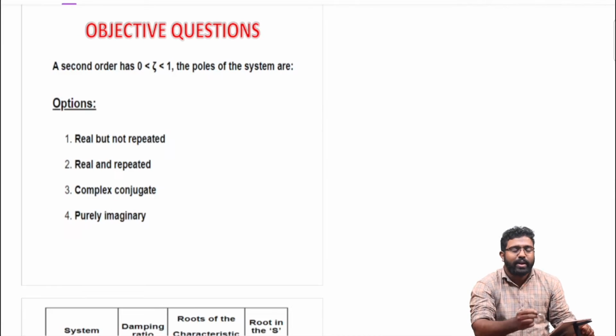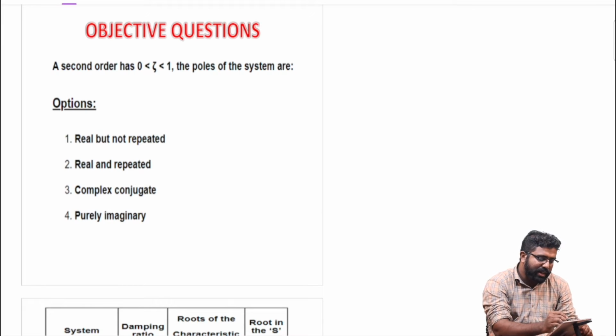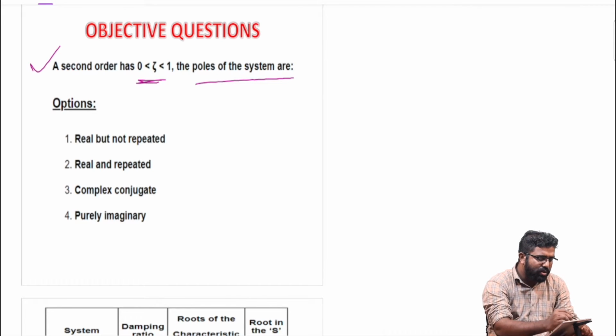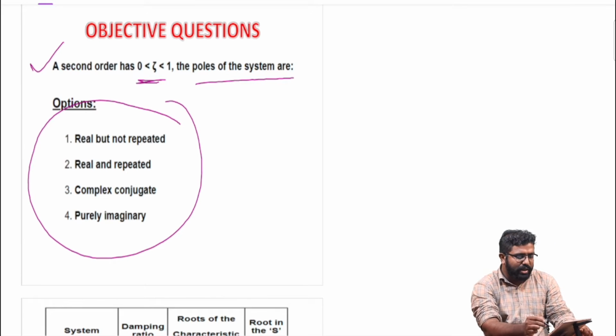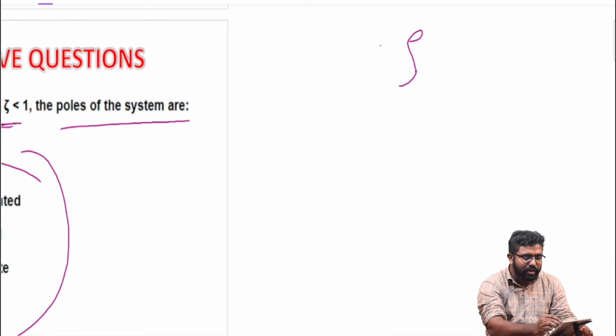Again one simple question: a second order system has a damping ratio between 0 and 1. The poles of the system are: option 1 real but not repeated, option 2 real and repeated, option 3 complex conjugate, option 4 purely imaginary. Again a very direct question. Here damping ratio lies between undamped and critically damped.